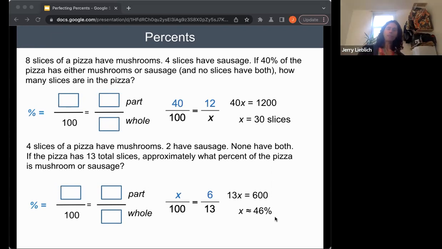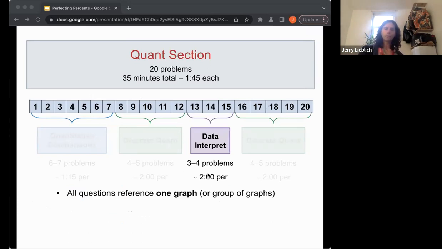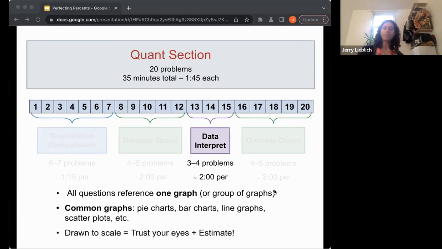So one place we often see percents are on data interpretation problems. These show up about 3/4 through the quant section. You're going to get a set of 3 or 4 problems, all referencing a graph or group of graphs. And the key with these is that they give you way too much information. So your job is to, first of all, figure out what can I estimate rather than calculate. But secondly, what can I ignore and what's actually important?